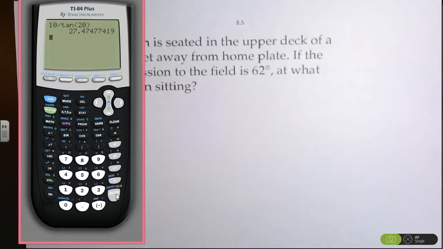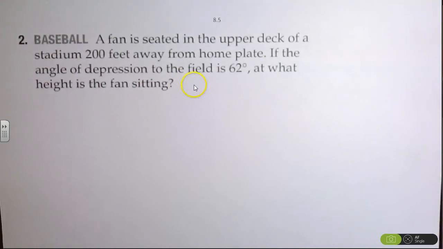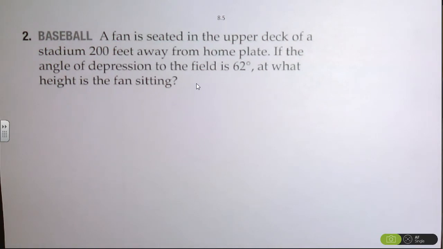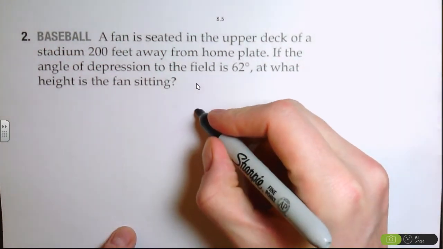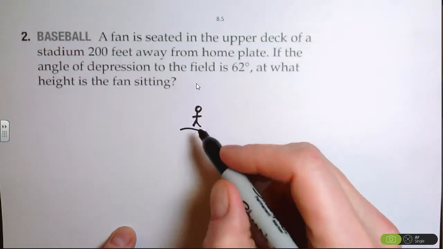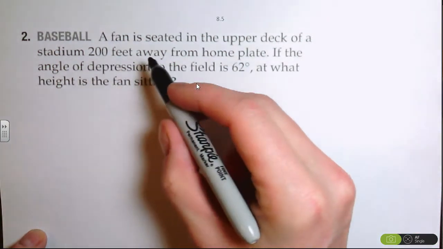Now this one requires us to do a drawing. A baseball fan is seated in the upper deck of a stadium, 200 feet away from home plate. If the angle of depression to the field is 62 degrees, what is the height the fan is sitting? So I'll do my best to draw this out. Here's our fan, sitting up in the upper deck. He is 200 feet away from home plate.